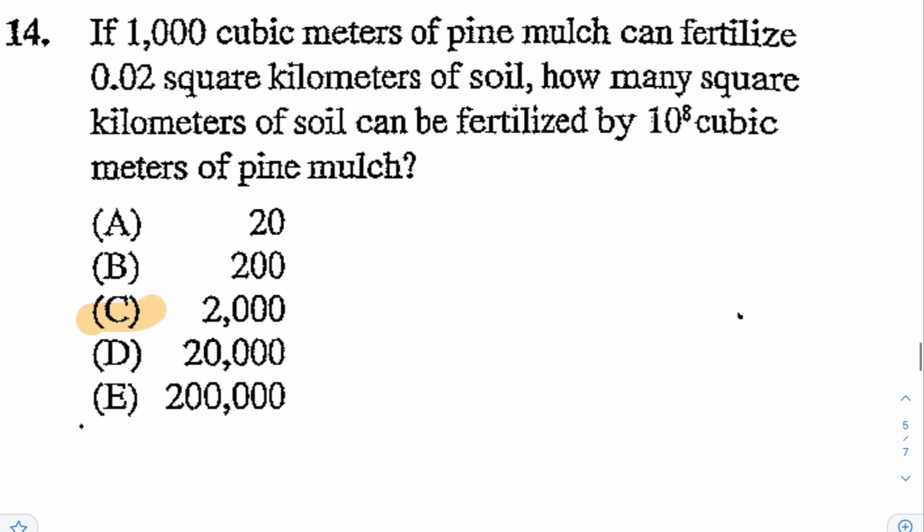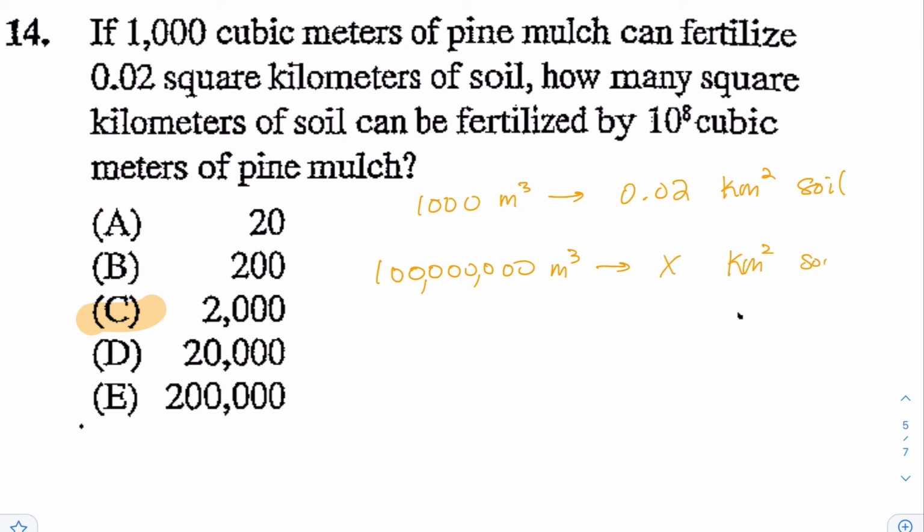Next for number 14, if 1,000 cubic meters of pine mulch can fertilize 0.02 square kilometers of soil, how many square kilometers of soil can be fertilized by 10 to the 8 cubic meters of pine mulch? So 1,000 meters cubed is 0.02 square kilometers of soil. And you have 10 to the 8, or 1 followed by 8 zeros. So it's 100 million cubic meters will be X square kilometers of soil.